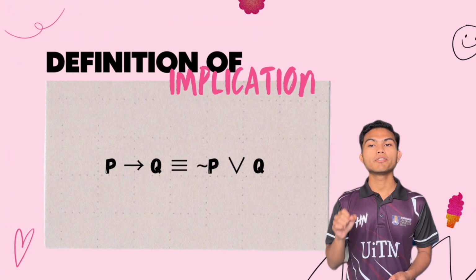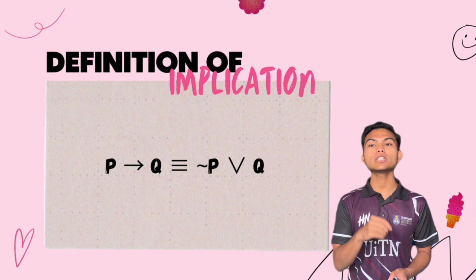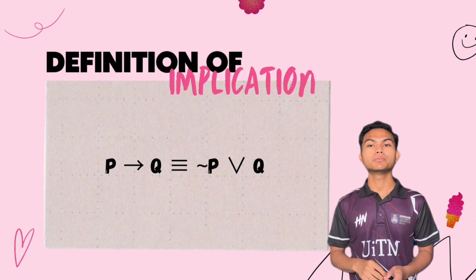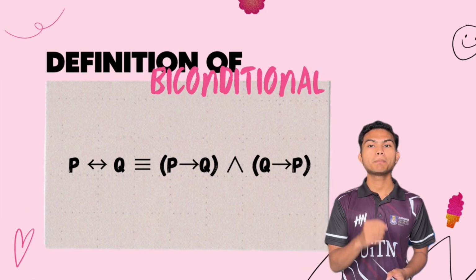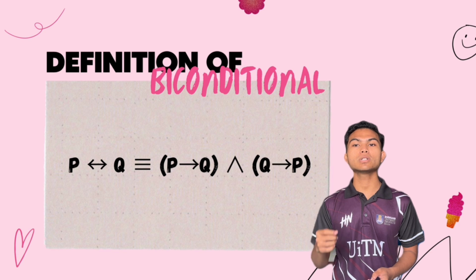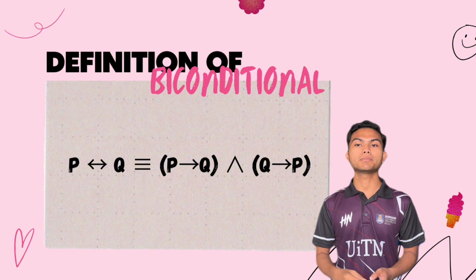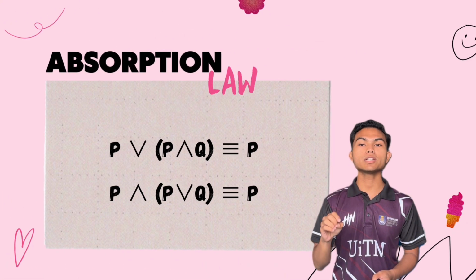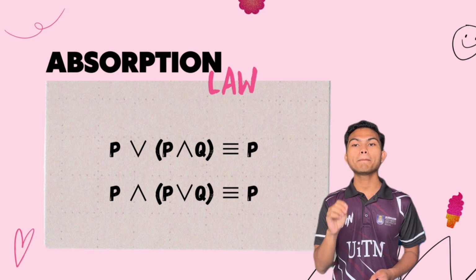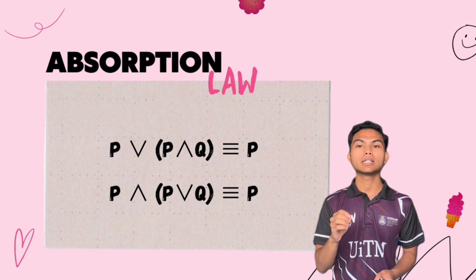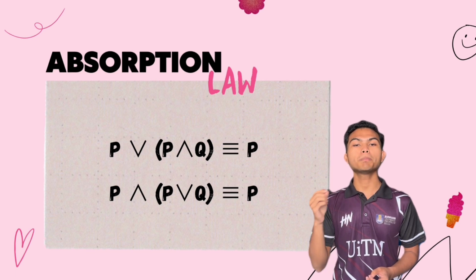Next one is the definition of implication. We have P implies Q equals negation of P or Q. This one is the definition of biconditional. We have P biconditional Q equals, in bracket, P implies Q and Q implies P. Next one is the absorption law. In the absorption law, we have P or, in bracket, P and Q equals P. Next is P and, in bracket, P or Q equals P.